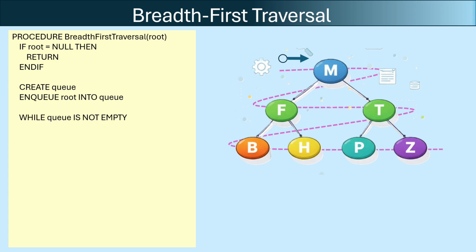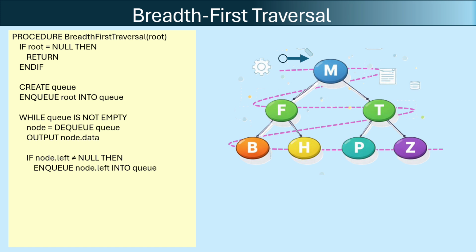While the queue is not empty, we dequeue the queue. And then we output the node data. Now we always kind of check from the left. So we check to the left, node.left, if it's not null. So if the root, let's say it's M, the left root is F, then we enqueue that node into the queue.